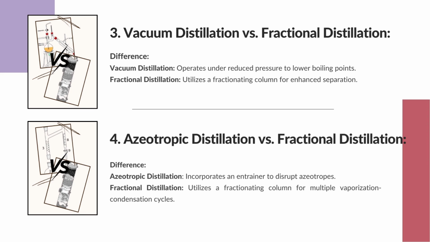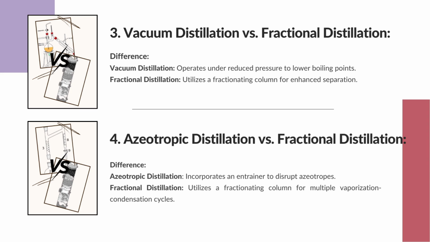Okay, and the other difference is that vacuum distillation is applied when distilling high boiling point fractions in the petroleum industries, while fractional distillation is suitable for various mixtures which require precision separation, especially with the components of similar boiling points. Now talking about the fourth type of comparison, which is between azeotropic distillation and fractional distillation.